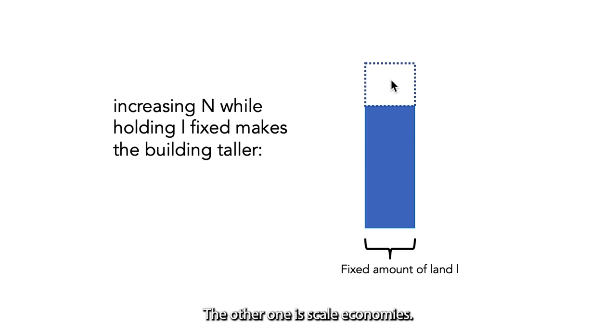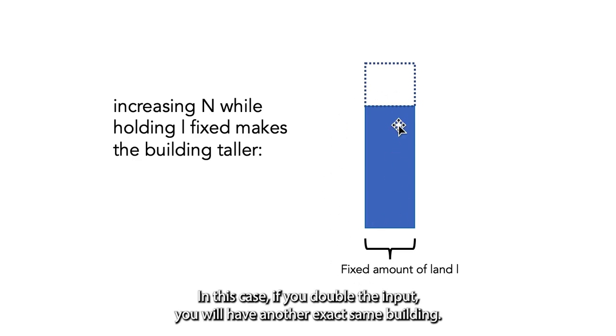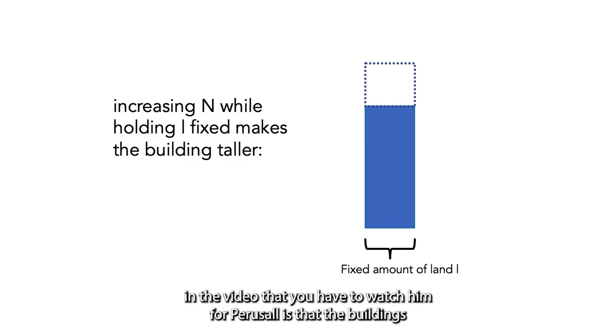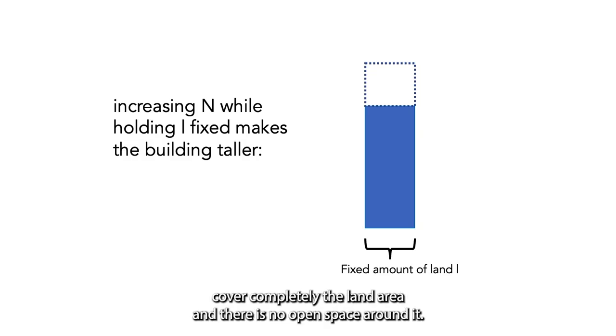The other one is scale economies. In this case, if you double the input, you will have another exact same building. So housing production exhibits more or less constant returns to scale. Another assumption that Edward Glaeser mentions in the video that you have to watch is that the buildings cover completely the land area and there's no open space around it.